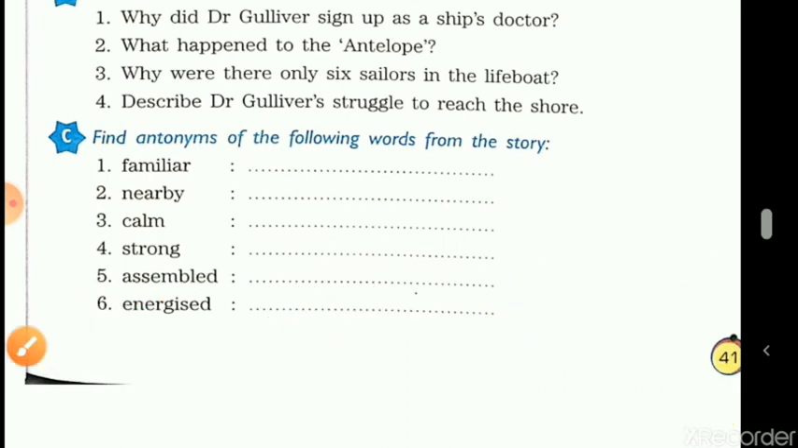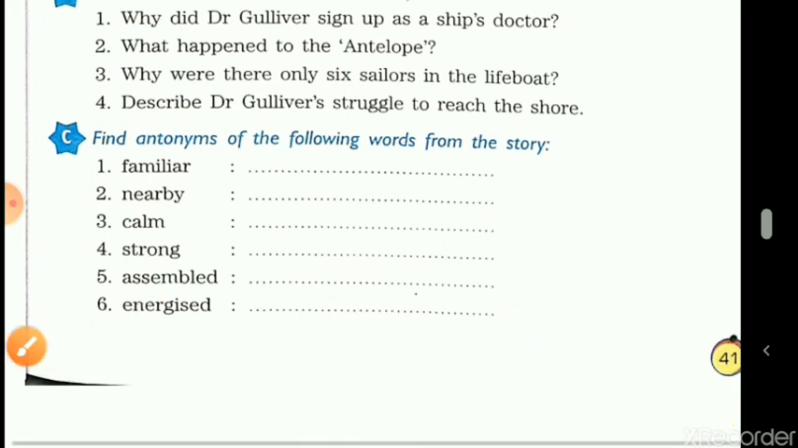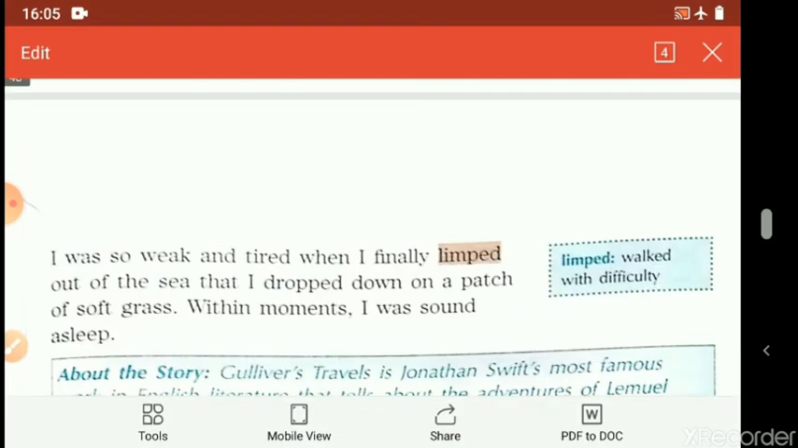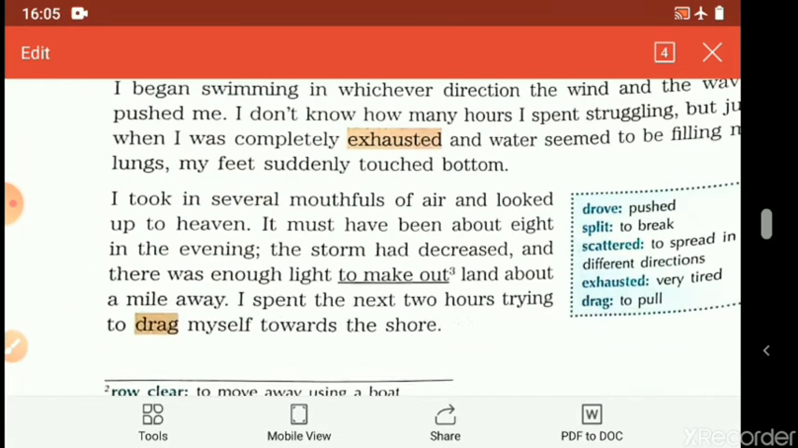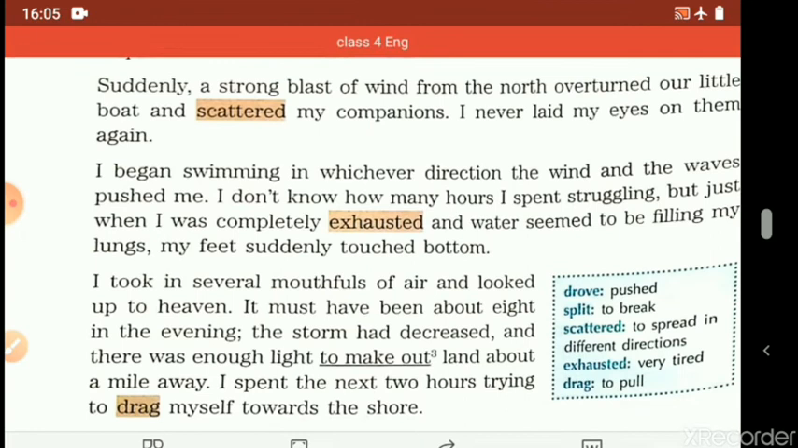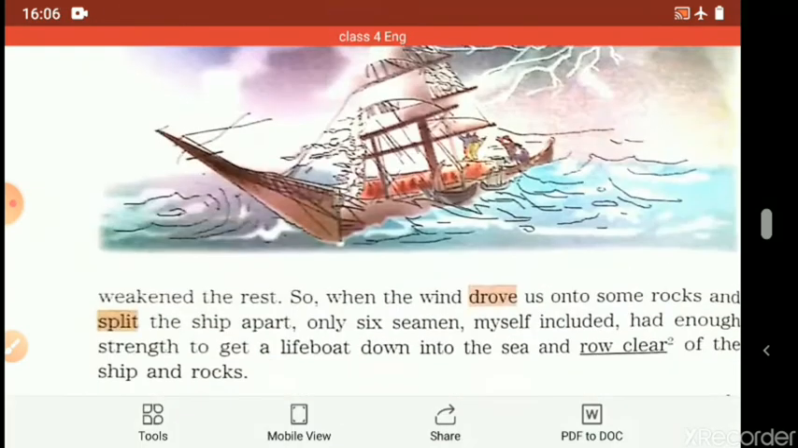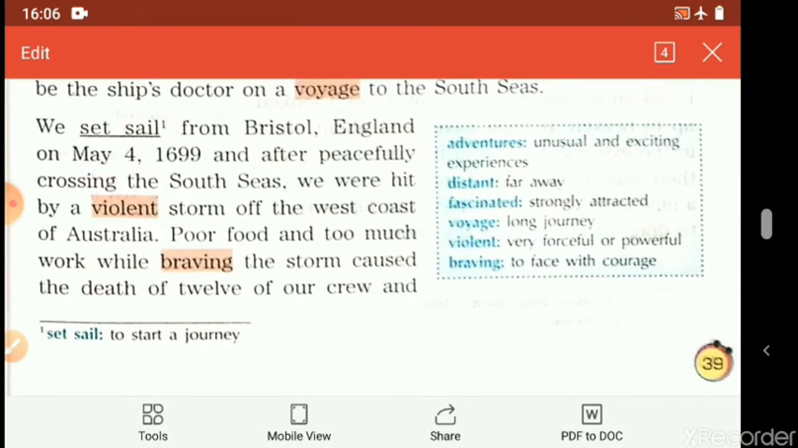Now, children, I'll be discussing frame sentences. I have taken some new words from the lesson and framed sentences on them. Children, the first word which I have taken is adventure. Adventure means unusual and exciting experiences. And the sentence on adventures is Sindbad's life was full of adventures.